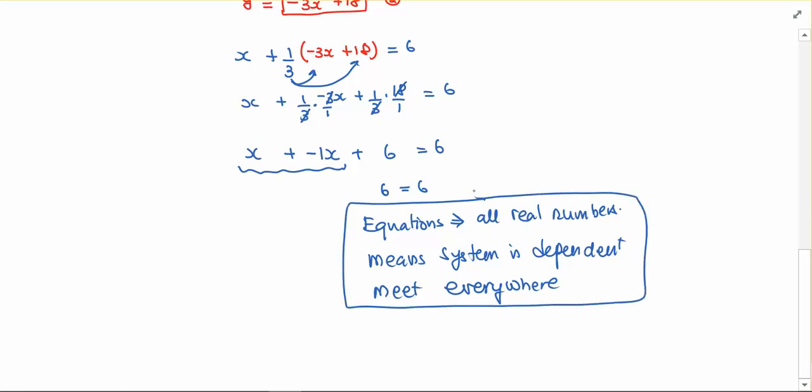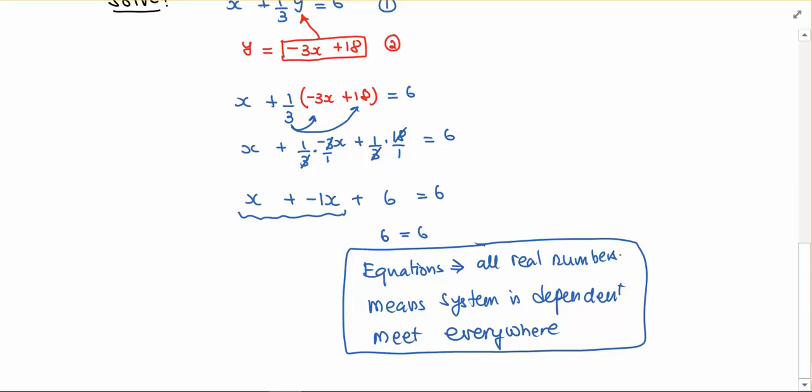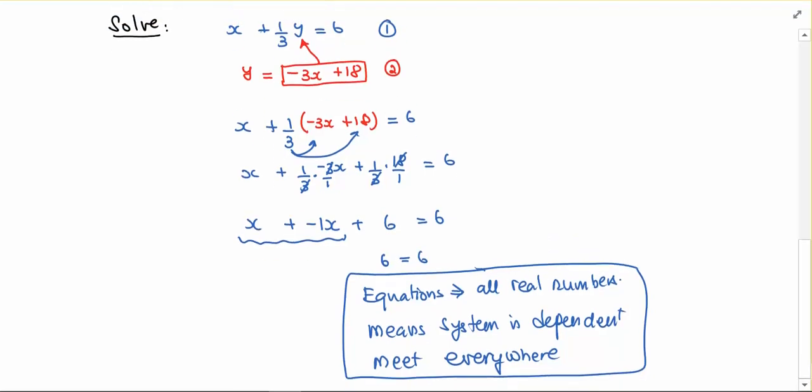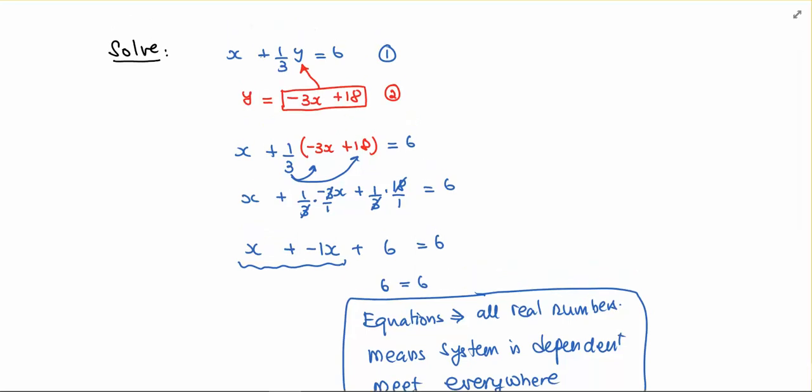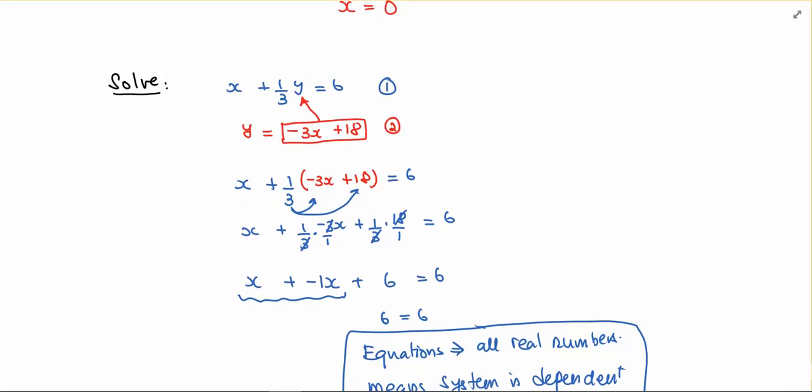Okay, so they meet everywhere. There are 3 different ways in which you can interpret this, and they're all the same. They mean dependent, they meet everywhere. It's really the same equations, all real numbers. Infinite number of solutions are possible, right? So although we didn't recognize these 2 equations as being exactly the same, they're exactly the same. There is no difference. I can show that to you right now just to make sure you're convinced of that.